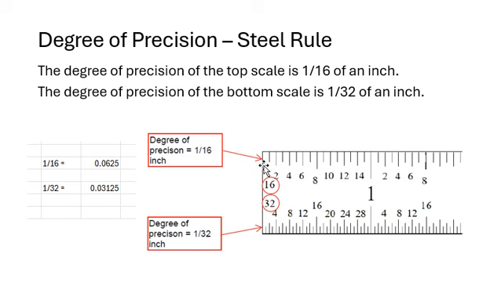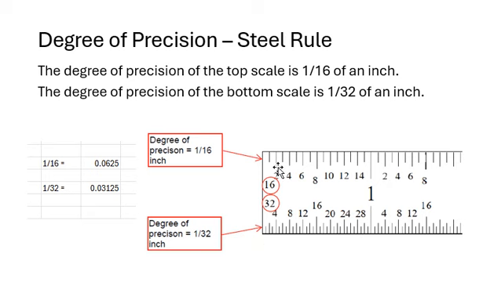And that would be the degree of precision for this scale on the same instrument, because this instrument, the steel rule, has two different scales. One is 1/16 and the other one is 1/32. Okay? The smallest graduated unit is right here, and that is your degree of precision.